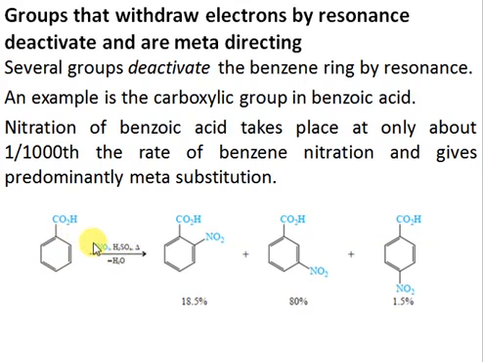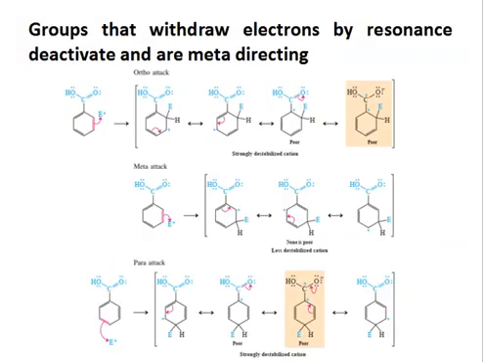So under heating conditions, we get 80% of the meta product, 18.5% of the ortho product, and about 1.5% of the para product, right? So these are the statistics, and this is why we are getting the dominant meta product. Again, the reason will come from the relative stability of the carbocation here.